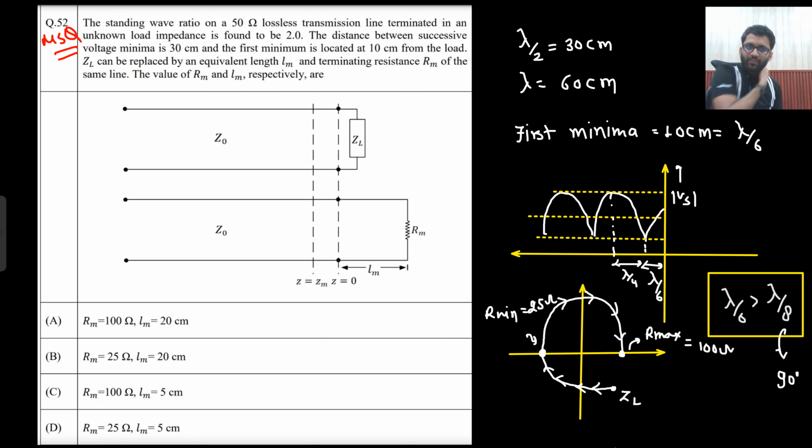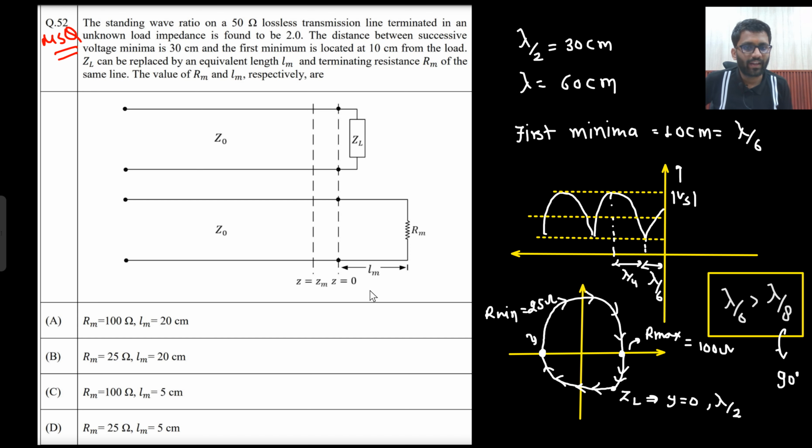Is that okay for you? And then you keep on working. When you cover the complete lambda by 2 distance, you have reached here. So this was your y equals to 0 and lambda by 2. Right? Now what they are saying, we are replacing this ZL with some RM resistance. So how are we replacing? We are just removing this ZL, then connecting another transmission line of length L, the same material, and then connecting RM resistance.